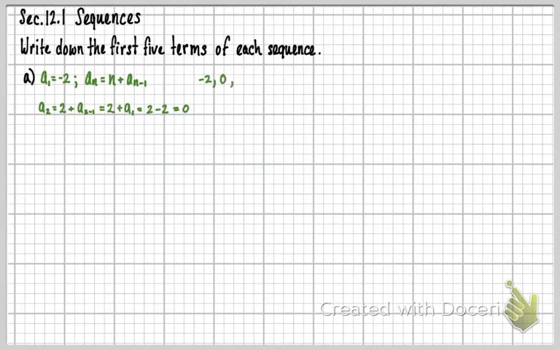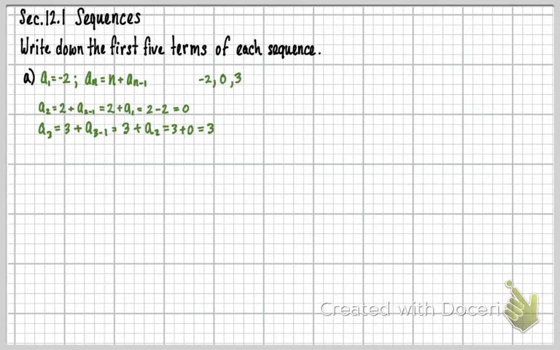Now let's find the next one. So then now A3 equals 3 plus A3 minus 1. So this is going to be 3 plus A2. Now A2 is 0 from here. So that means this is really 3 plus 0, which is 3. So my third term is 3.